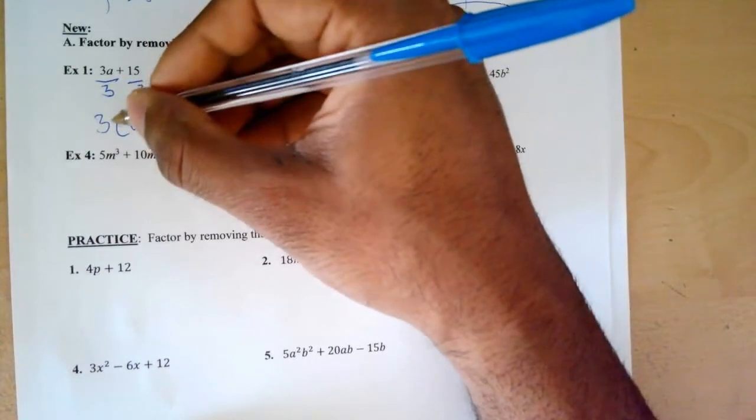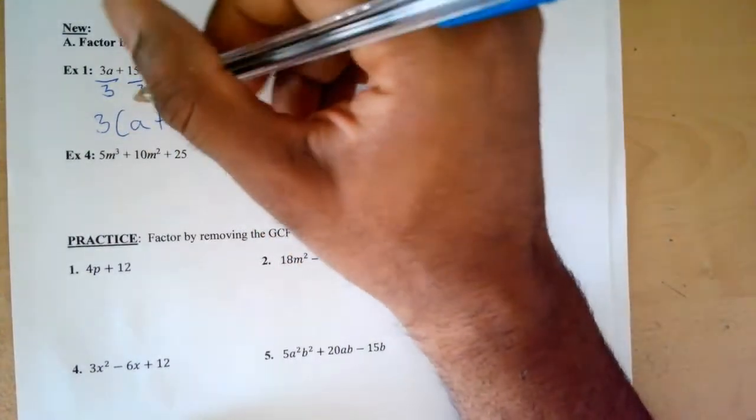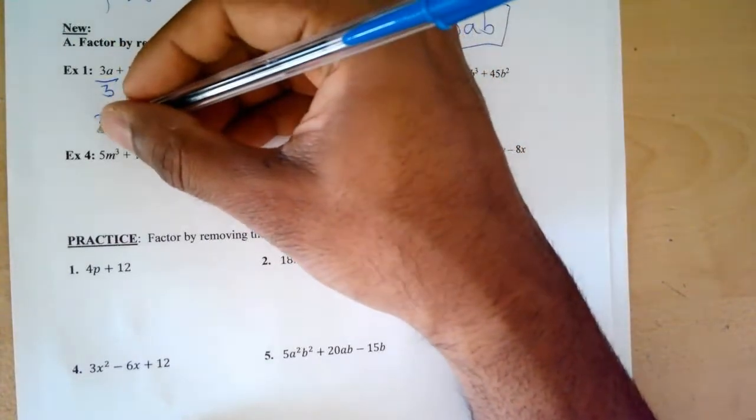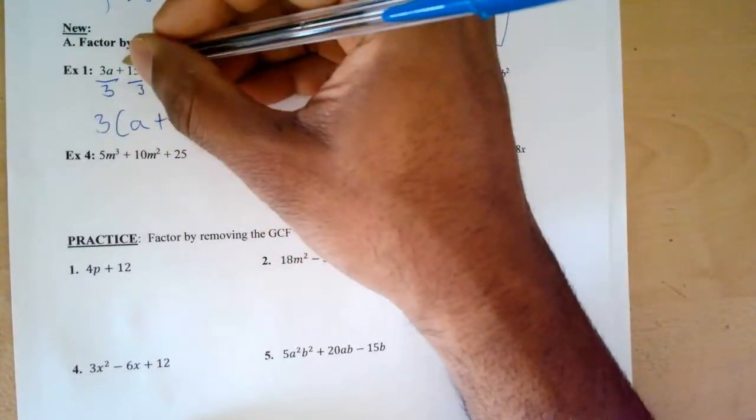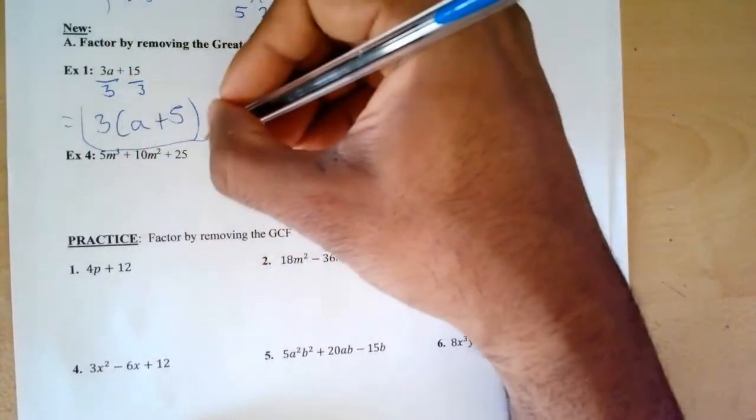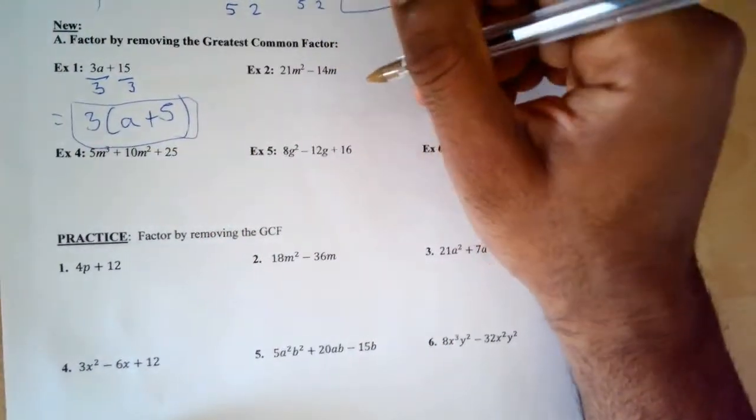And if you want to go backwards, you can FOIL it out kind of thing. So you go 3 times a is 3a, 3 times 5 is 15. So this is the factored form. Okay, so let's do a few more of these.